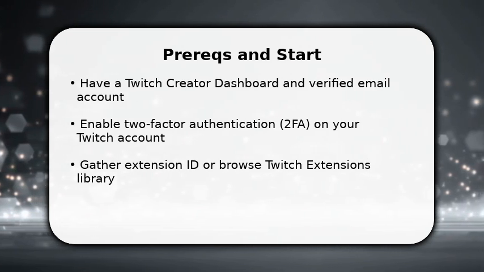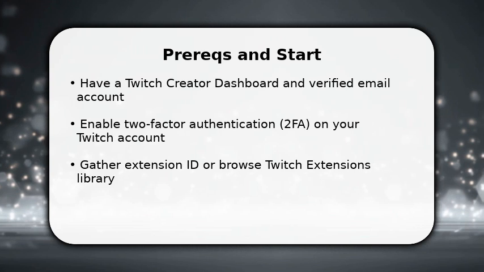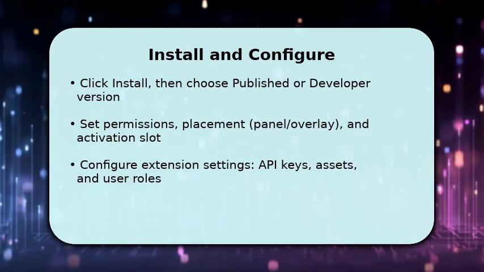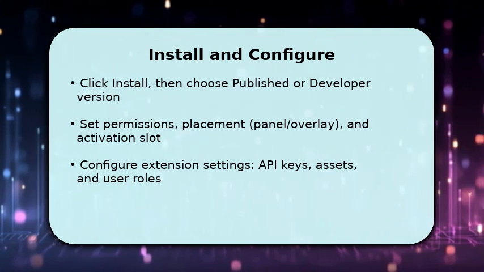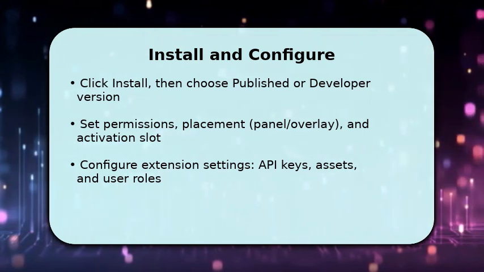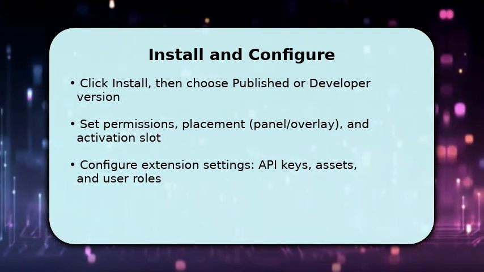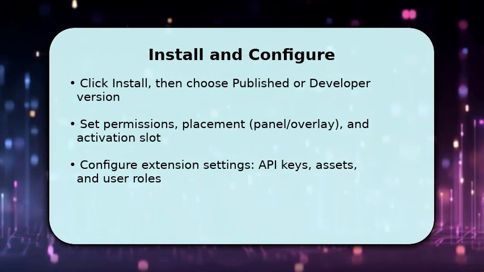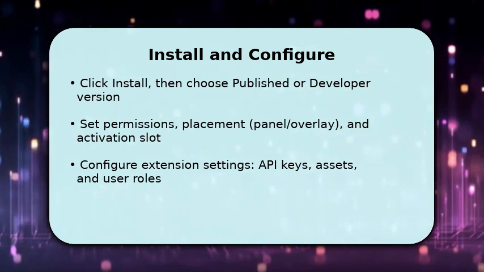Make sure you understand the extension type, panel, overlay, or component, since that determines placement and permissions required during installation. You now install and configure the chosen extension. Click Install, select the version, published for public, developer for testing, and pick an activation slot like panel or overlay. Once selected, go to Configuration to enter API keys, upload assets like images, and map user roles or moderator controls.